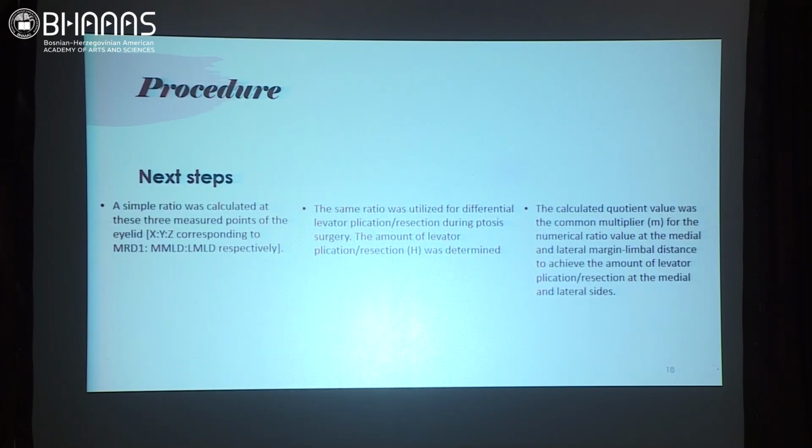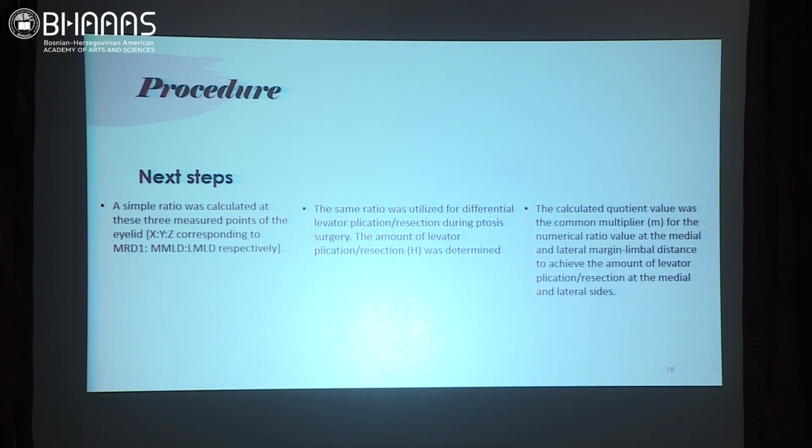And then the next step is to address how much lid excursion or lid height you want to achieve, meaning how many millimeters you want to resect of the aponeurosis or advance by plication. And this is H. There are a lot of formulas, tables, and algorithms that you can use to calculate the lid height or the resection that you want to excise. Usually it's between 8 and 10, sometimes 12 in acquired ptosis, and much more in congenital ptosis.